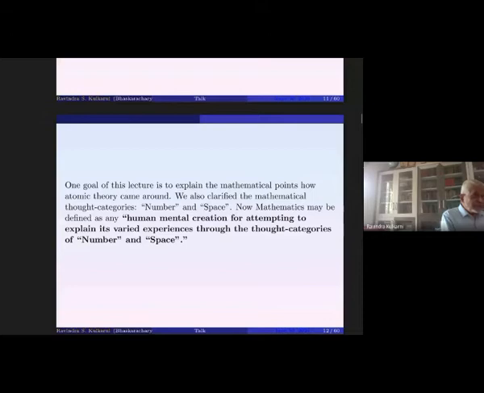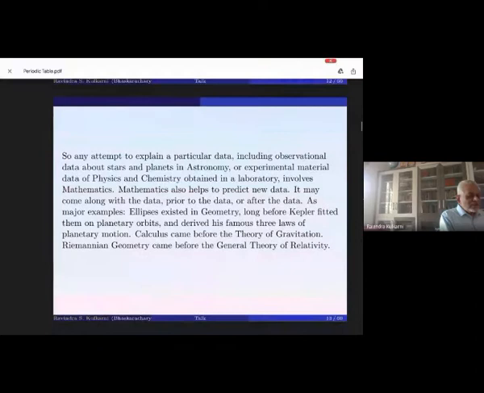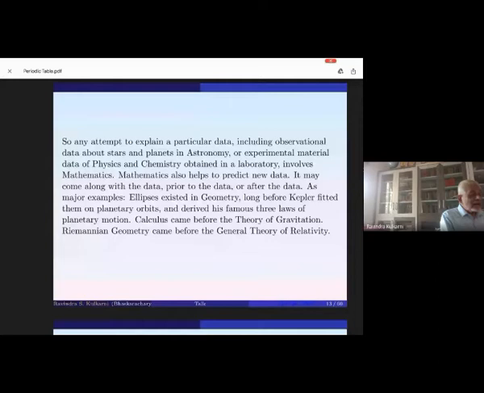I think the difference between animals and humans is that humans know the whole numbers 1, 2, 3, 4 and much more. I think animals at best know up to 10. Some chimpanzees know up to 10. So it's a human mental creation for attempting to explain its varied experiences through the thought categories of number and space. So any attempt to explain a particular data, including the observational data about stars and planets in astronomy, or experimental material data of physics and chemistry obtained in a laboratory, involves mathematics. Mathematics also helps to predict new data. The mathematics may come along with the data, prior to the data, or after the data.